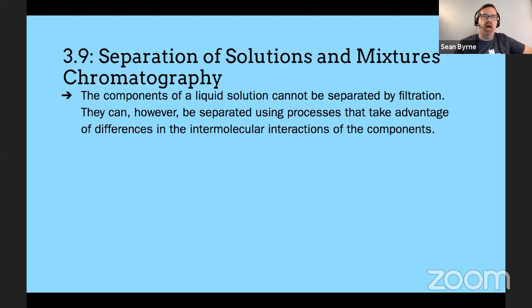This is something where I look at the solution, because it's a homogeneous mixture. The way that I separate out the 2 different parts is going to be a lot more difficult, and I have to take advantage of the differences in the intermolecular attractions, right? So that's why we spent some time talking about IMFs earlier on at the end of last week, and they just keep coming back because it's a really important topic.